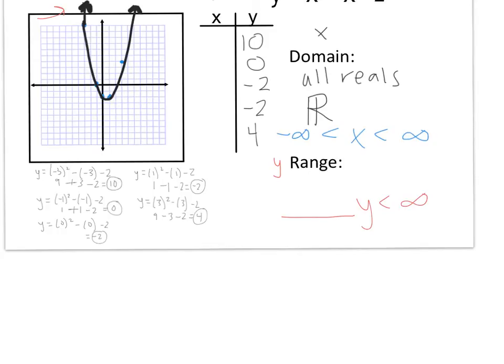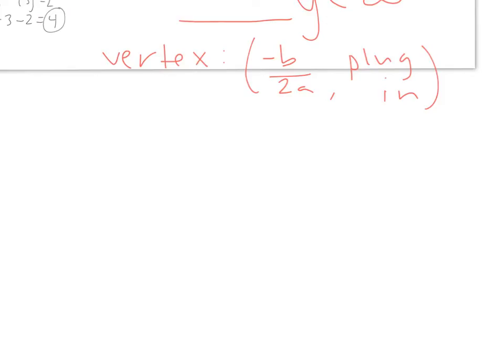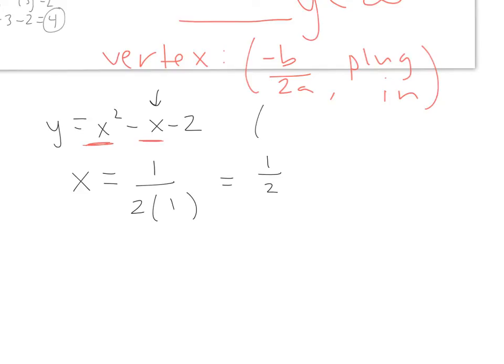If you can recall from our last page of notes, for the vertex we need to figure out the opposite of b over 2a, and then plug that value in to find y. So in my equation, y equals x squared minus x minus 2, I'm going to figure out what the opposite of b over 2a is. So x equals the opposite of b, and b here is negative 1, so the opposite of negative 1 is positive 1, over 2 times a. What's a? a is in front of x squared, b is in front of x, and there's a 1 in front of x squared, so 1 over 2 times 1, which equals 1/2. So that's the x-coordinate of my vertex, 1/2, comma, now I have to find the y-coordinate. To find the y-coordinate, I have to plug in 1/2 for x and solve for y.